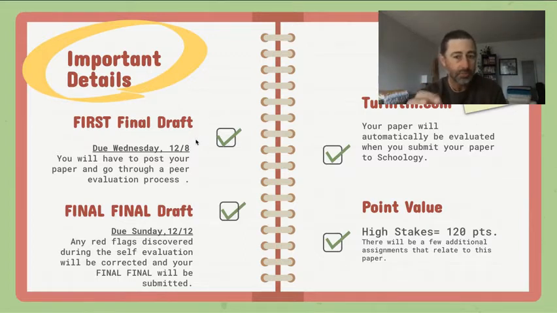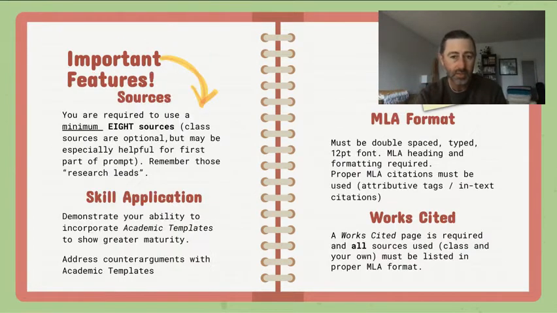You will post your paper and you're going to go through a peer evaluation process before you turn in your final draft on Sunday, pardon me, December 12th. So again, we'll be looking through, evaluating, getting a little feedback from some peers. You will be turning this paper into turnitin.com, and this is a valuable assignment. Exit task, assessment category, high stakes, 120 or so points. So I expect your best work, young scholars.